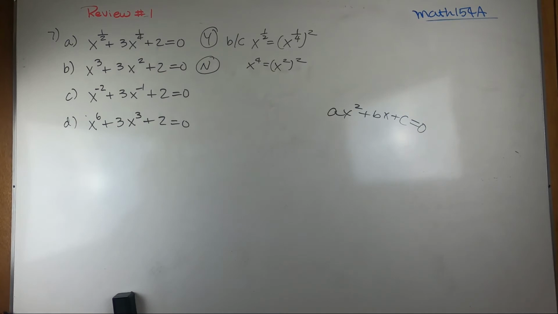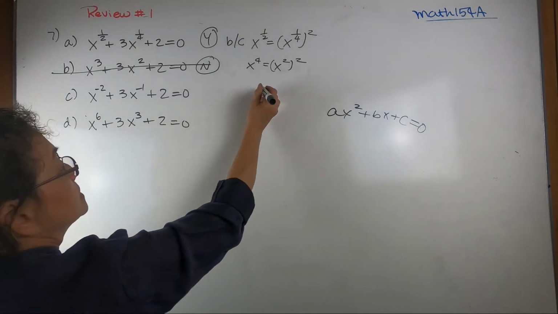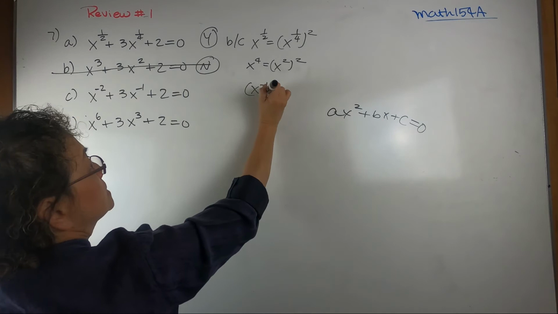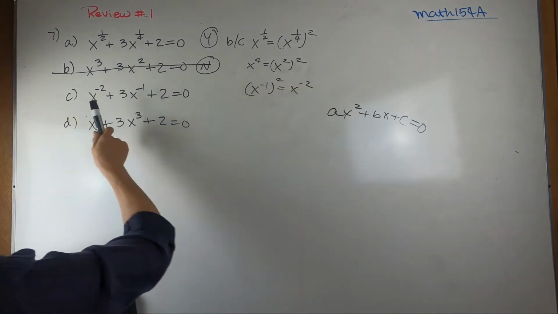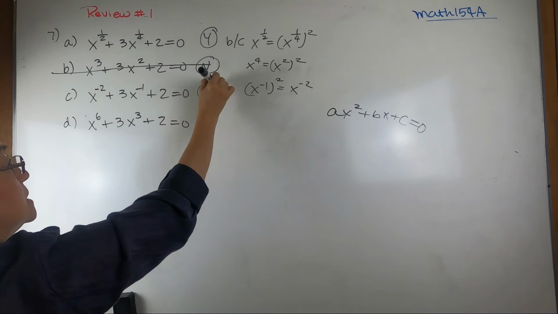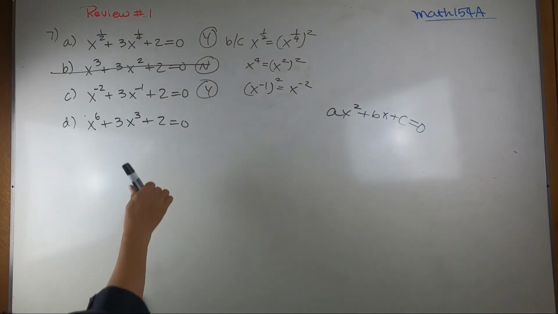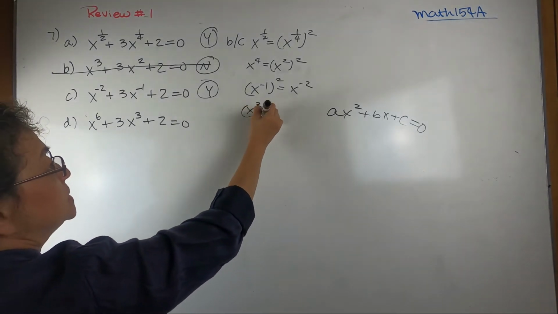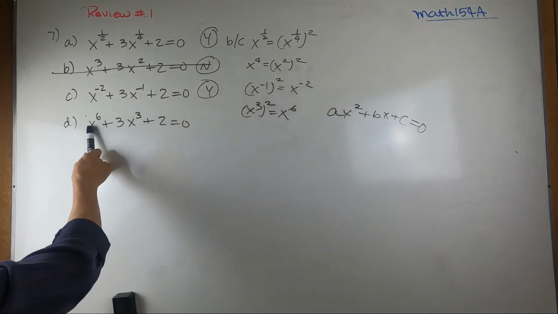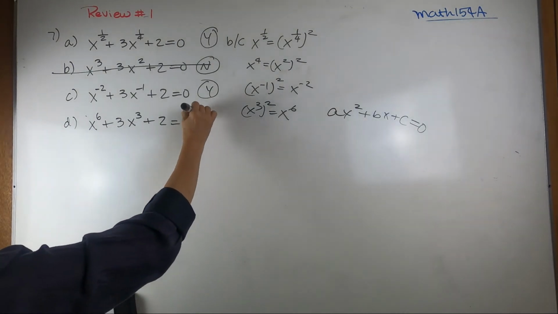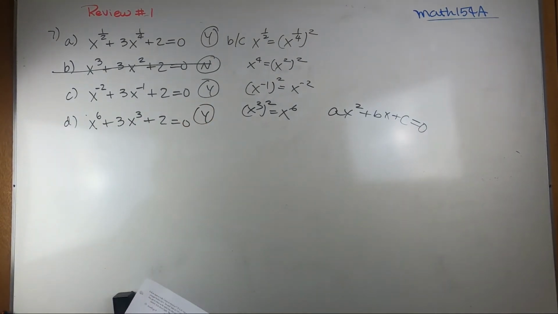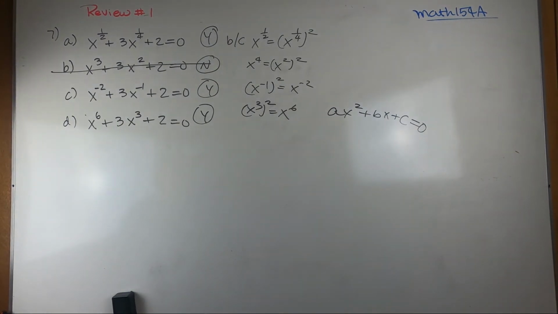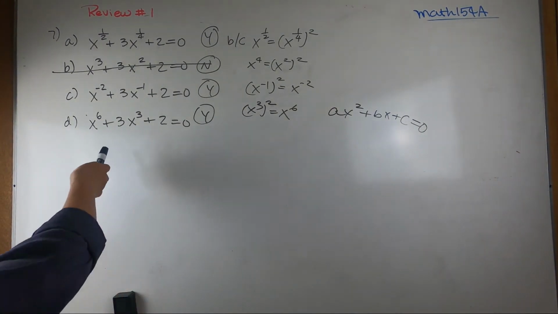So it's no. How about this one? Yes or no? So this one is not, right? How about this one? x squared, negative 1, take a square will be what? Negative 2. Is that right? So this one is a quadratic. How about this one? If x cubed takes a square, it would be x to the sixth, which is the first one. Yes. Okay? So, let's do them together, because they are all similar.